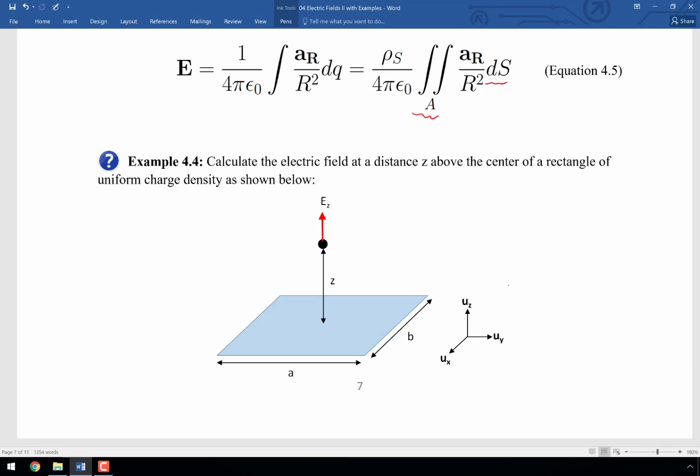Now, I got to tell you, this is a challenging one. This is one that I couldn't find anywhere on the internet. I did find some hints to get me in the right direction, but this took about a day for me to figure out how to do this problem. So I think that it'll be good for you to have, but just know that it's not easy.